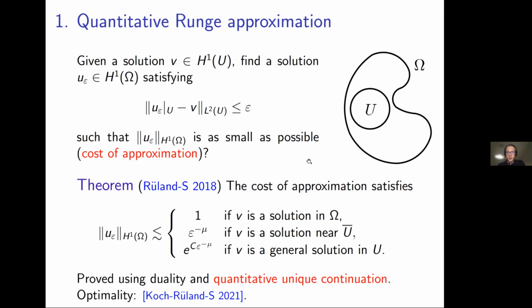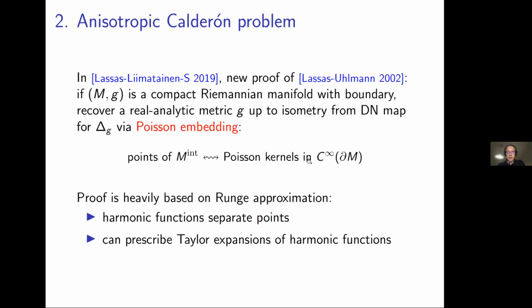So the second recent application is related to the anisotropic Calderon problem. It's a classical result of Lassas and Uhlmann, and we gave recently with Lassas and Liimatainen a new proof of this result. This is in a geometric setting. If (M, g) is a compact Riemannian manifold with boundary, you want to recover a real analytic metric g, which you can think of as a kind of matrix conductivity A of x, if you want, up to gauge from the Dirichlet-Neumann map.